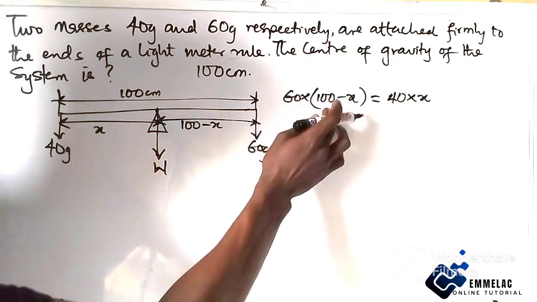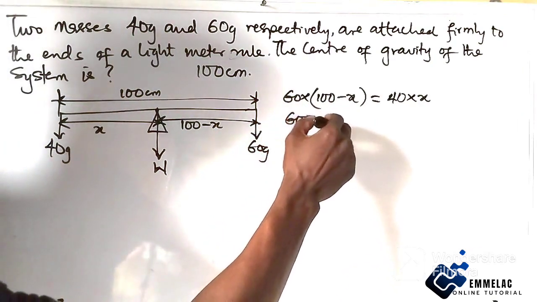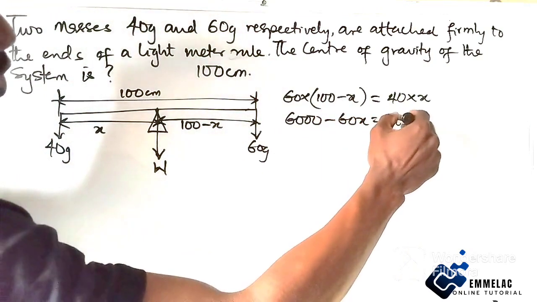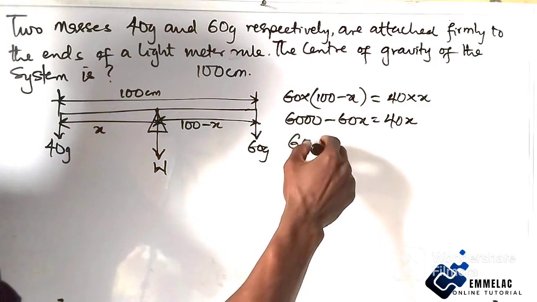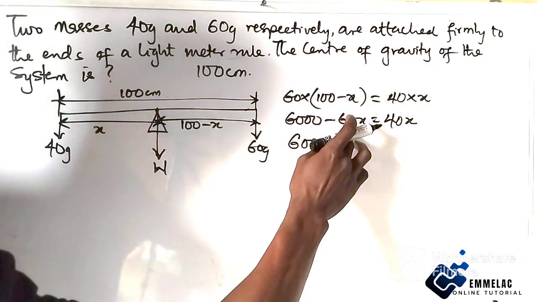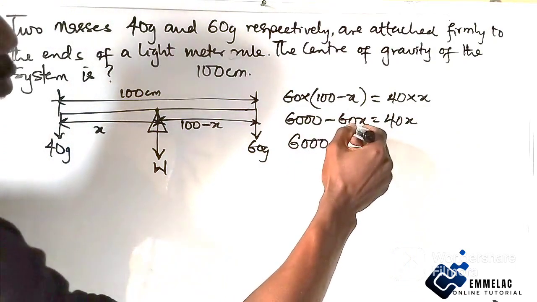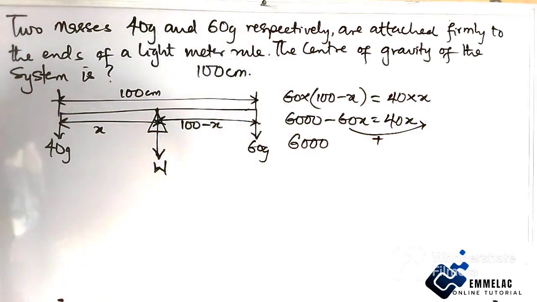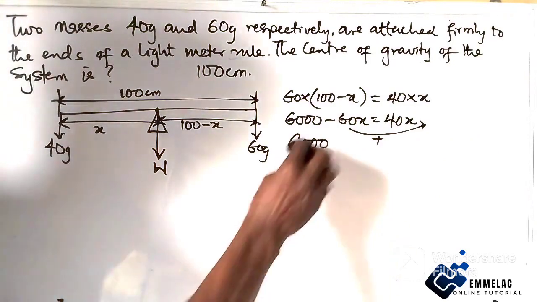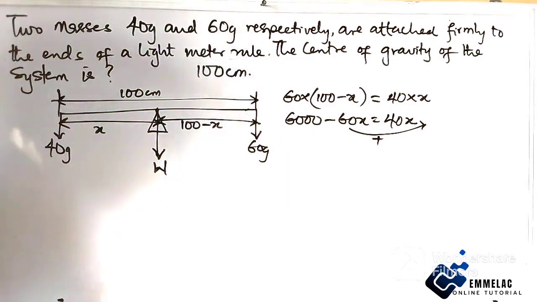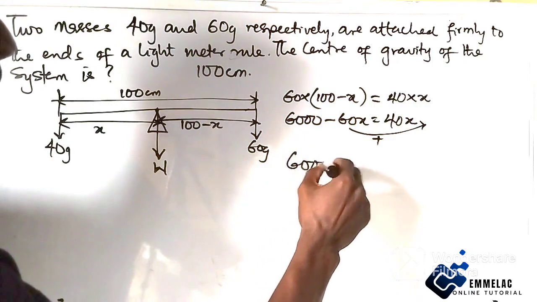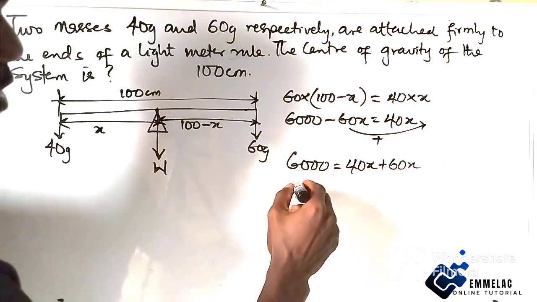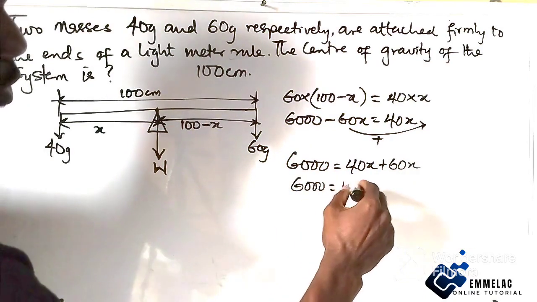Alright, with that, this times this, here we have 6,000. That's 60 times 100, then minus 60x, then equals to 40x. So 6,000, collecting like terms. So this one moving over to here, this one becomes positive. So here we have 6,000 now equals to 40x plus 60x. So here you have 6,000 equals to 100x.